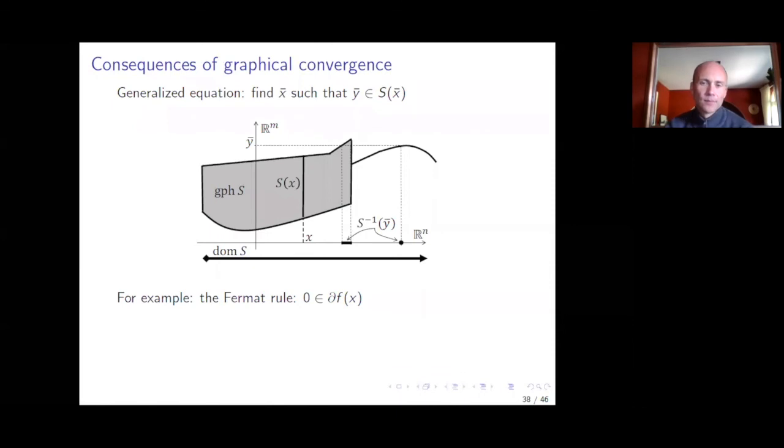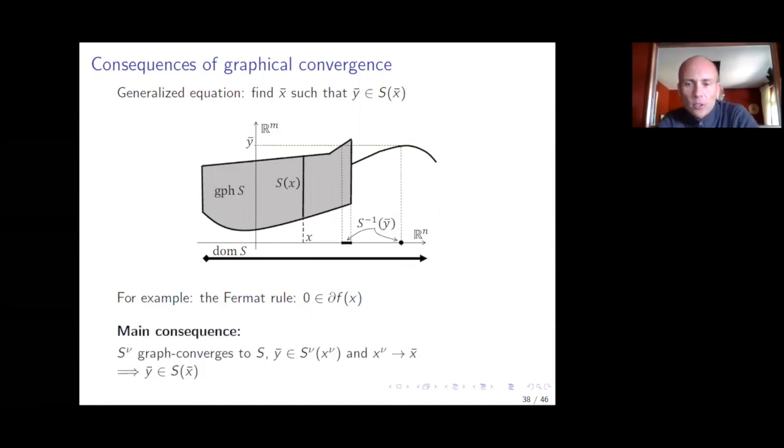So what does that get us? Well, if I have a problem of the following kind, which I call a generalized equation, let's try to find an x bar such that if I put that x bar into my set valued mapping, y bar is in that resulting set. And I guess the picture tells the story here. I have the y bar here, and I'm really looking at x's that match that y bar. And a prime example of all of that would be trying to solve Fermat's rule. Finding an x that satisfies Fermat's rule would be a concrete example of that.